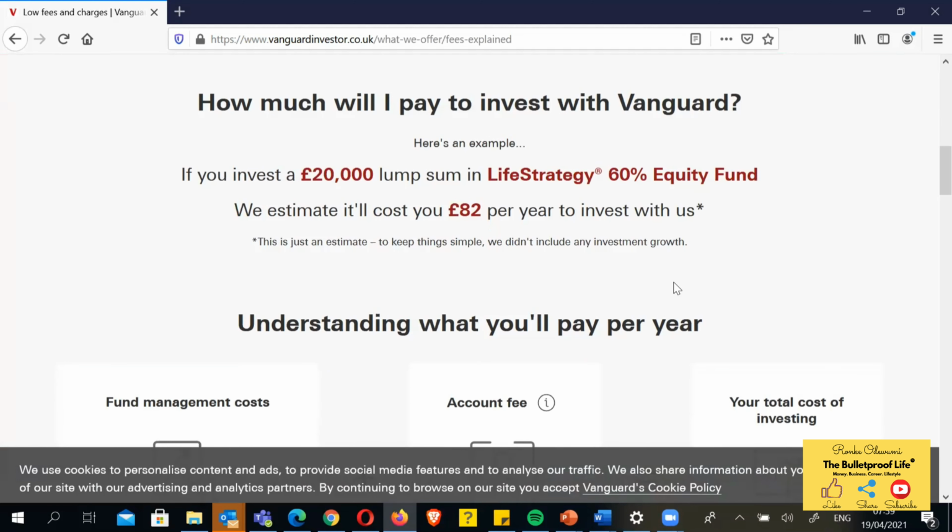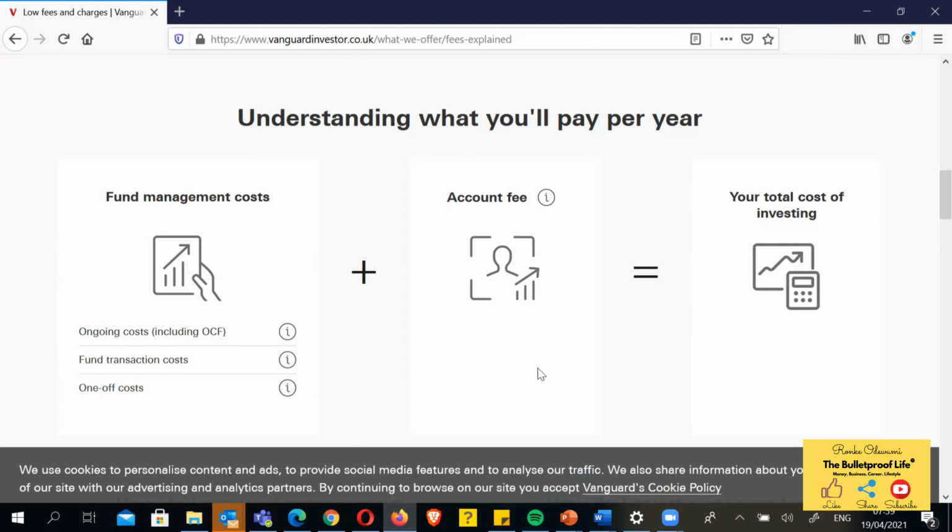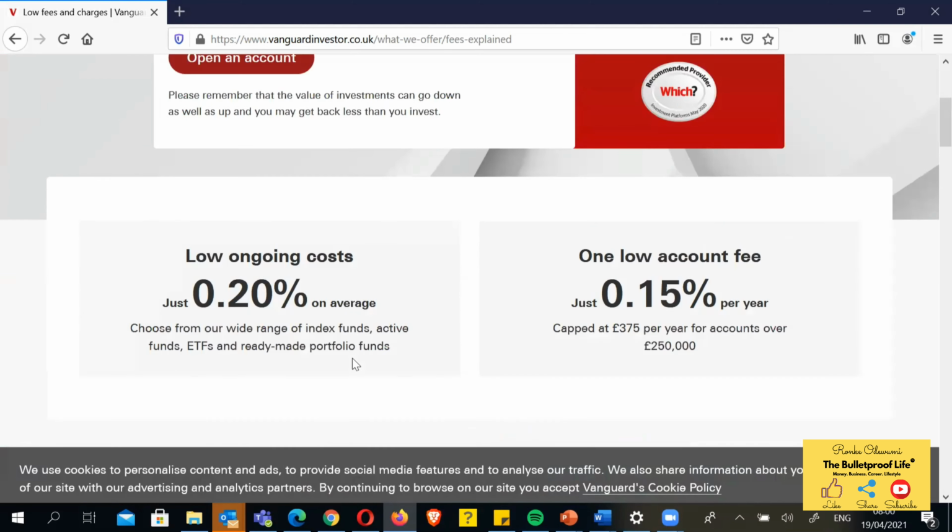They've also given you an example here so that you can understand the kind of fees you will pay if you invest £20,000 in a Life Strategy fund, which is 60% equity, 40% bonds. It's estimated that it will cost you £82 per year. That is really low fees. It's an estimate, so it's not definite you will pay £82, but that is an estimate of how much you are likely to pay. Your fees are split into account fees, which are ongoing, and then the fund management fees, which are determined by the kind of funds that you buy. That comes together with your account fees to make your total cost of investment.